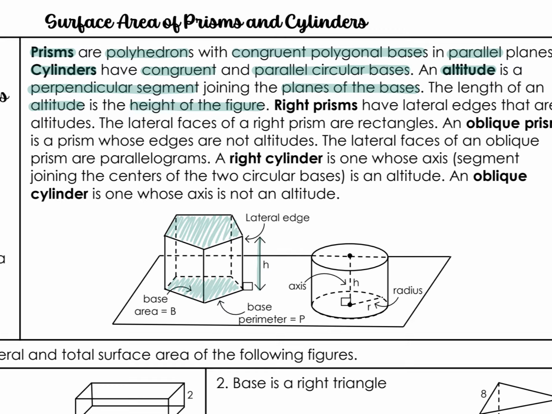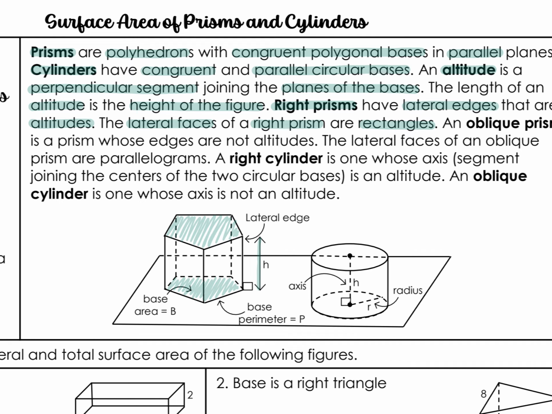And then when it comes to a right prism, going back up here, a right prism is going to have lateral edges that are going to be altitudes. So a lateral face in a right prism is going to be a rectangle. And so here, once I look at this prism and I see all of my faces, I notice that the only shapes I have are rectangles and pentagons. The rectangles are going to be my lateral faces, and the pentagons will be my bases.